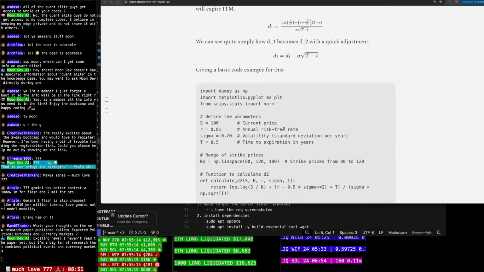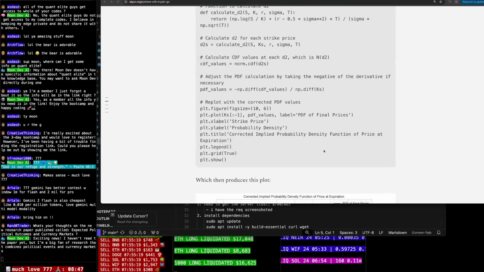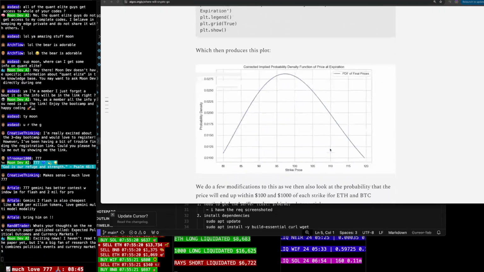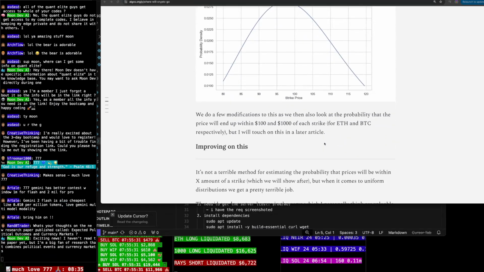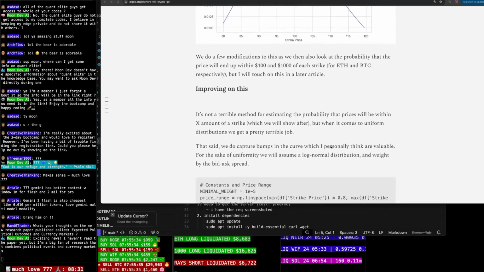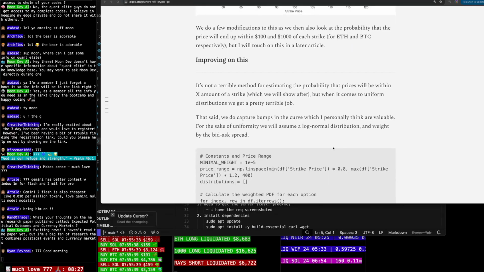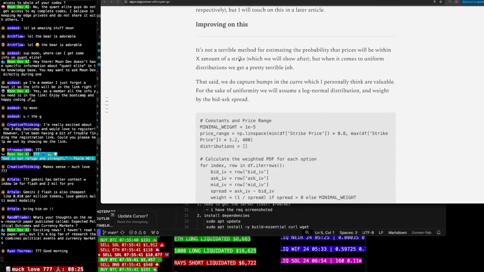I'm giving a basic code example here, so you can go ahead and code that math up, not too hard, which produces this plot here: the implied probability density function of price to expiration. We do a few modifications to this as we then also look at the probability that the price will end up within 100 and 1000 of each strike for ETH and BTC respectively, but I will touch on this in a later article.